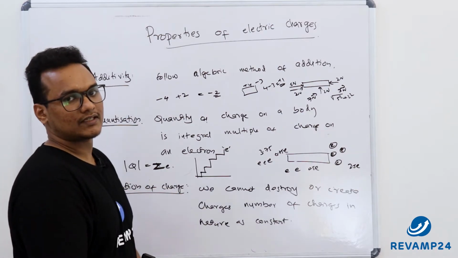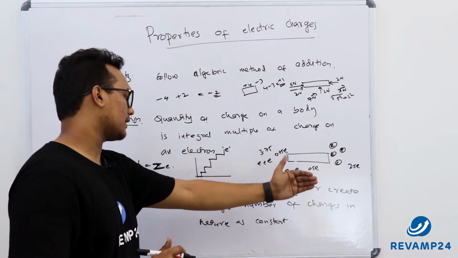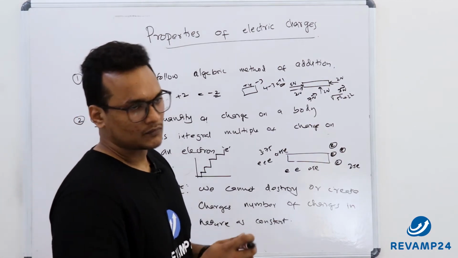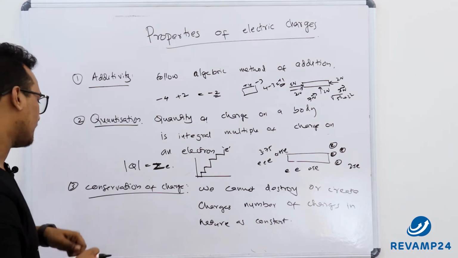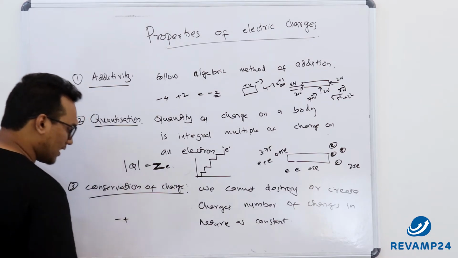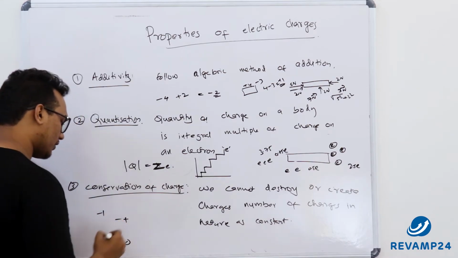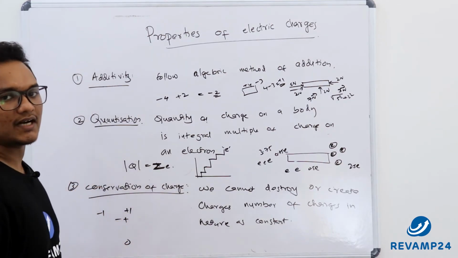Next thing is conservation of charge. As we know conservation of energy, it is defined in the same way. We cannot destroy or create charges. The number of charges in nature is constant. Here you may get confused. When we add a negative charge and a positive charge, the net charge has become 0, right? So one negative before and one positive before. So we have basically destroyed the charge here, right?